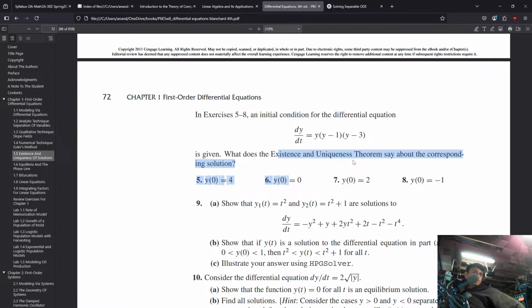And then minus 1, if we plug in minus 1, we're going to get a minus times a minus times a minus, which is a minus. So that means, for 7, oh, that's 7. For 8, it goes to minus infinity.